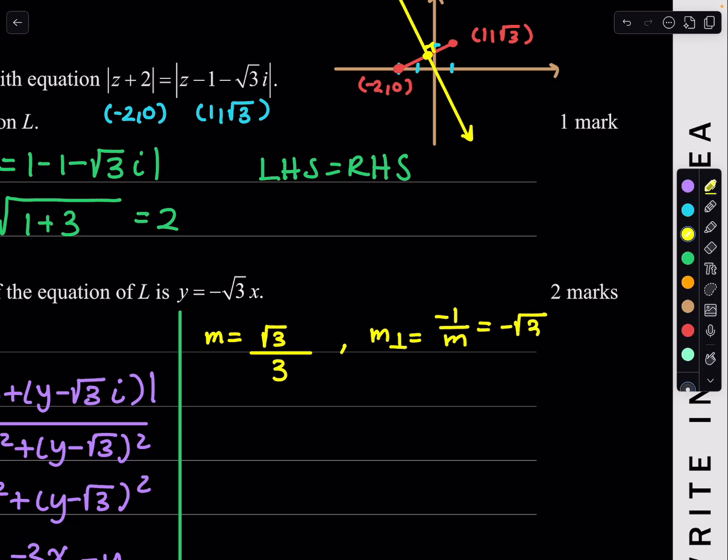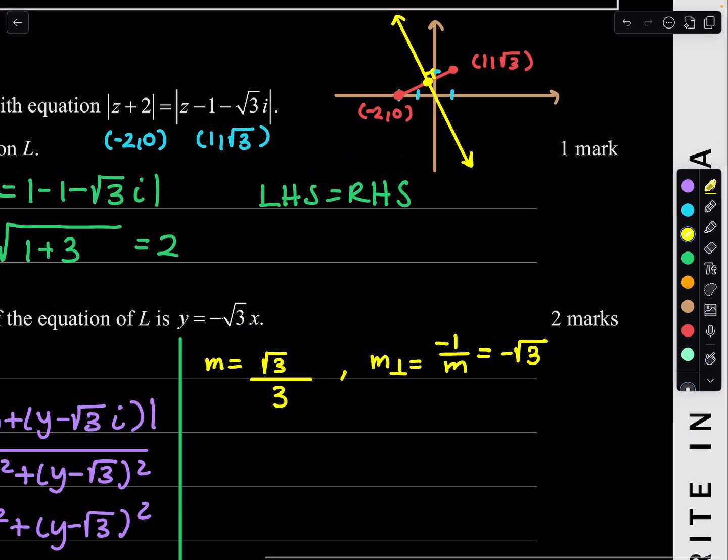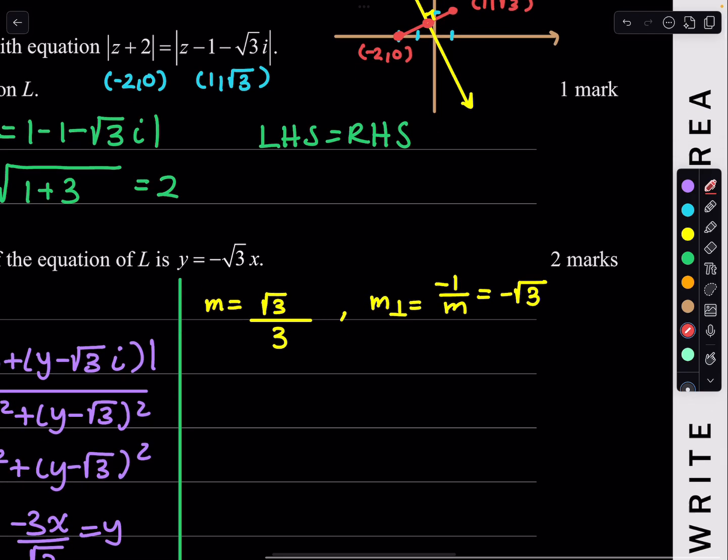Negative root 3. Perfect. So we've got the gradient of the yellow line. Now we also need a value that's in there. And that's easy, because you remember what we said? If we have these two coordinates, and remember how we said it intersects the line in the middle where it's the midpoint. So let's find the midpoint of those two coordinates.